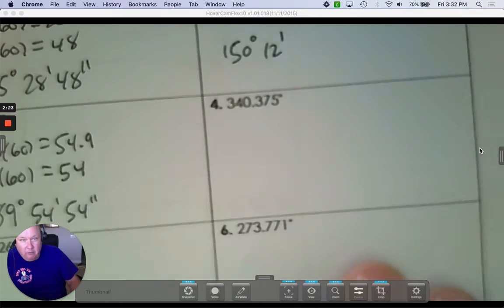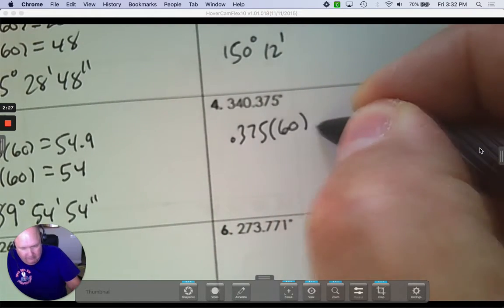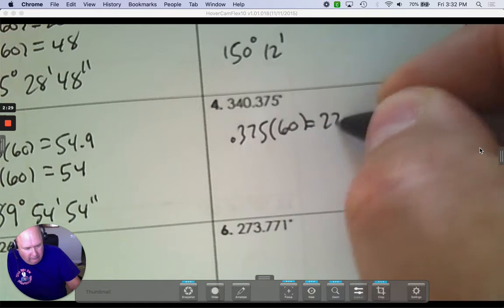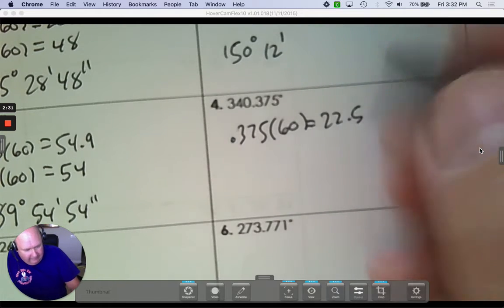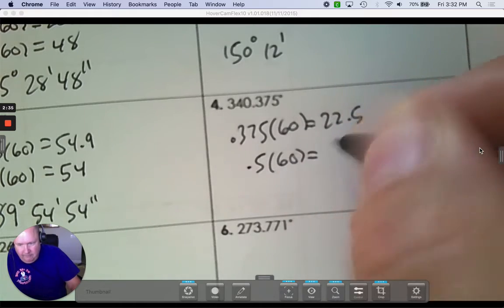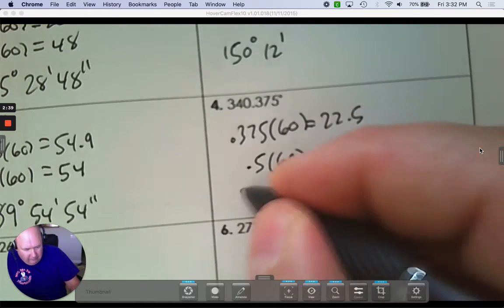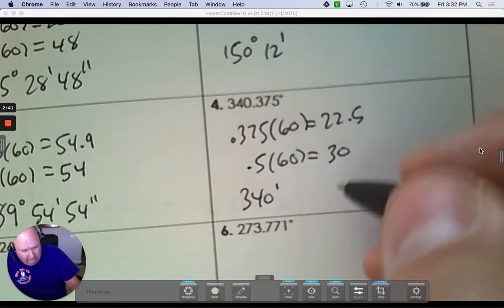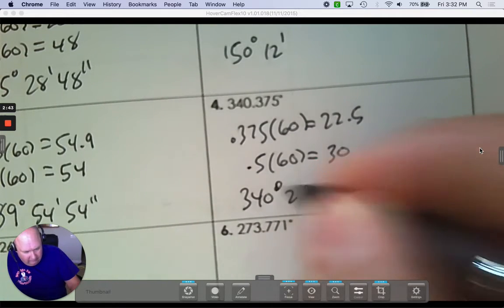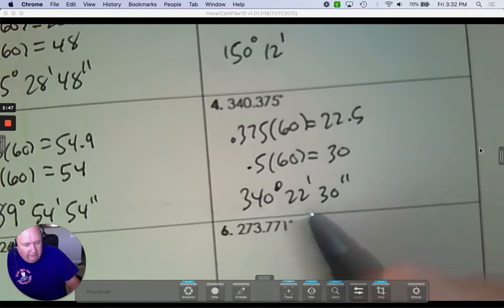For number 4, 0.375. Again, multiply it times 60. That's 22.5. Take again the 0.5, multiply that times 60. That's 30. And then, to put it all together, you have 340 degrees, 22 minutes, and 30 seconds. That's called DMS.